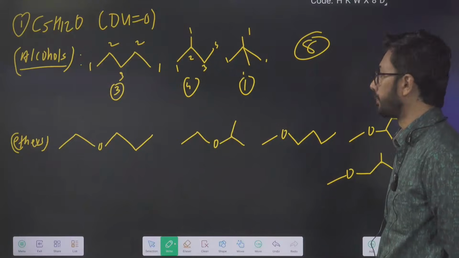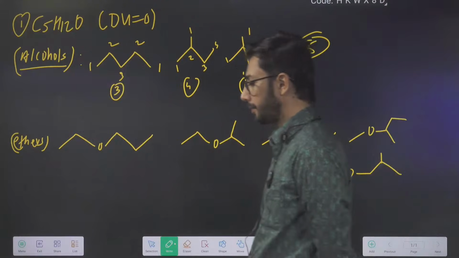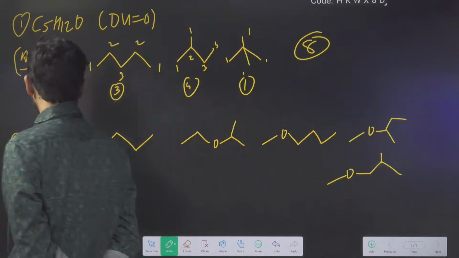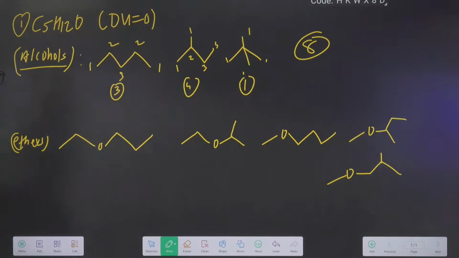Check. Any other structure you are getting for ether? Check again. C5.